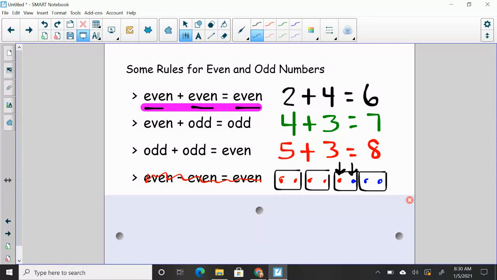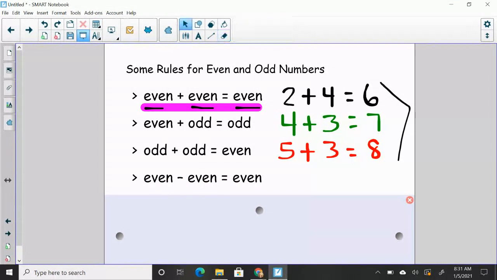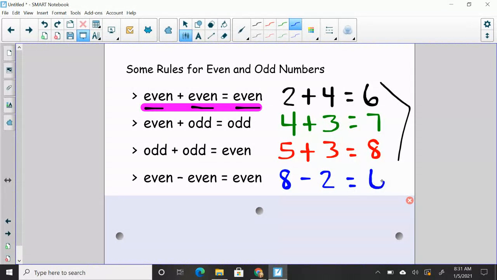So if you get tangled up with remembering which is which, just do a simple example problem like one of these over here. Okay? And the rules apply also for subtraction. So it's the same thing. An even minus an even will result in an even. If you need to come up with a little sample problem, you could do that. So if I said 8 minus 2, even minus even equals 6, which is even.